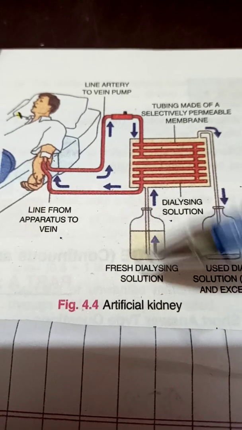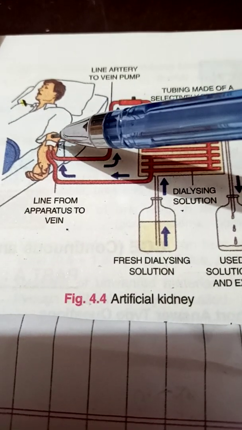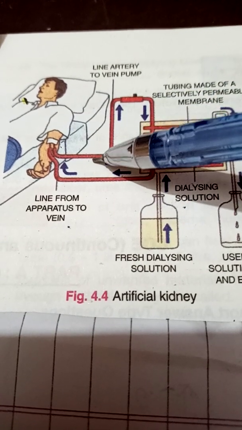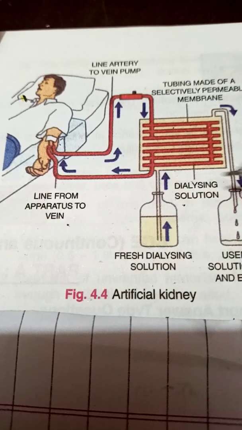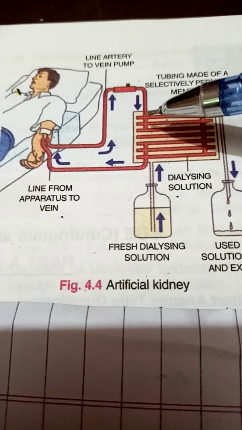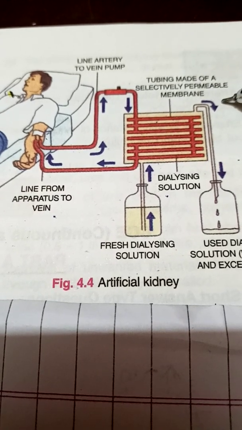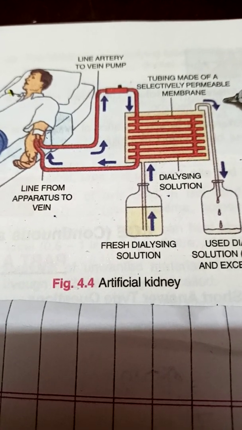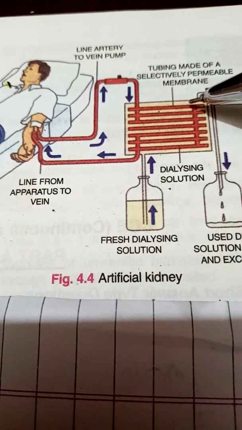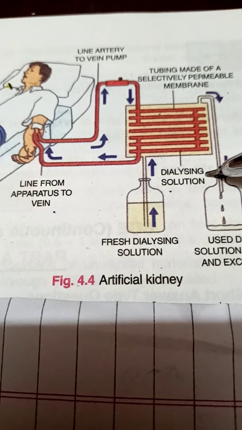Now, when the person's kidneys are damaged, blood is taken from the human body, or it is pumped from the human body to a machine, and it is known as a dialysis machine or artificial kidney. In the dialysis machine, there are tubes which have a selectively permeable membrane, and they are known as cellophane tubes. Now here a solution is added which is known as dialyzing solution or dialysate.